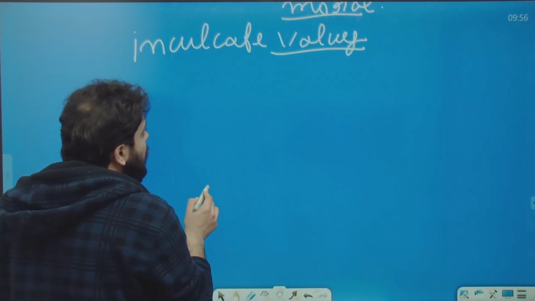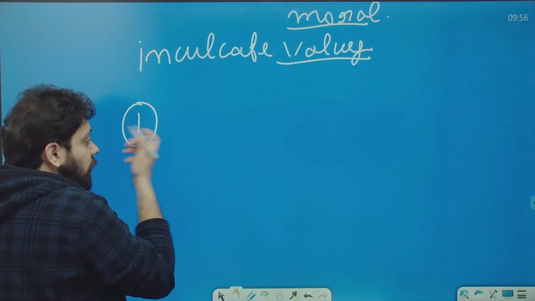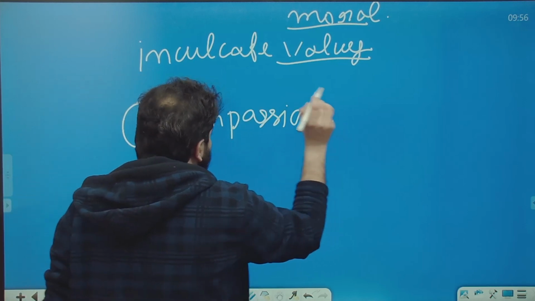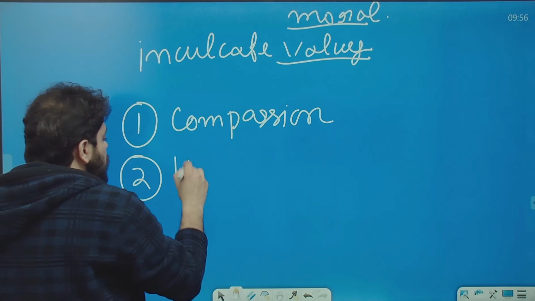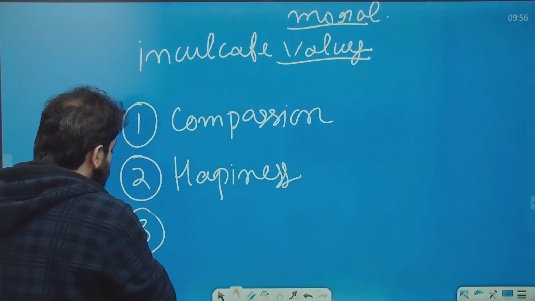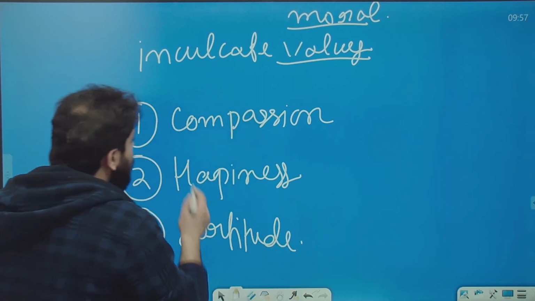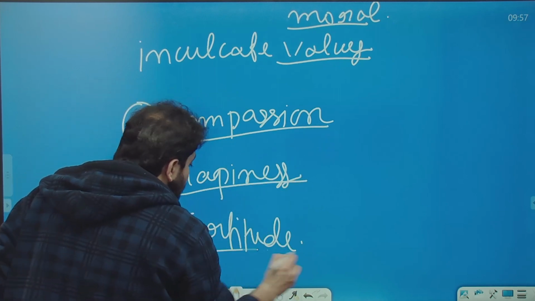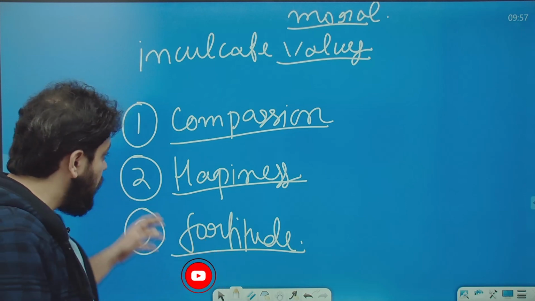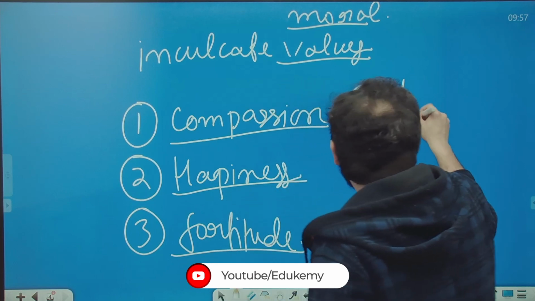So for instance, in this part, you can have questions asking for detail on the value of, let's say, compassion. What do you understand by compassion? There was a previous year question which asked, what do you understand by happiness? They can ask you the question, what do you understand by fortitude? These are the kind of questions that can be asked from this part of the syllabus: what is compassion, what is happiness, what is fortitude, what is dignity.